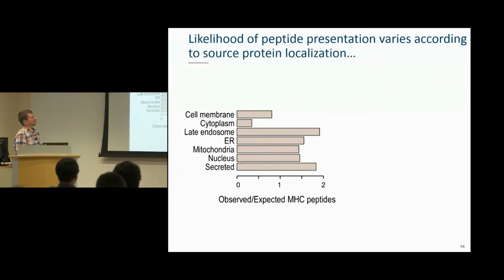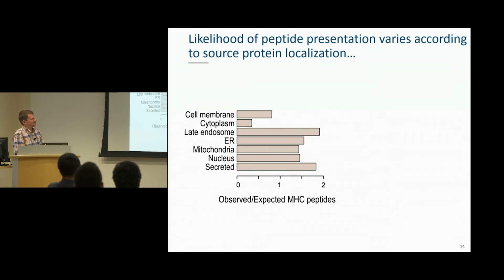The next thing that we were interested in is the localization of the source protein of the peptides. We thought, well, maybe peptides from proteins in the cytosol might present better than peptides from proteins in the nucleus or secreted proteins, for instance. So we did this analysis, and we did see some pretty big differences, which we were interested in, but some of it didn't make complete sense. Like, we weren't sure why secreted proteins would be an enriched category. It seems like they would actually be depleted, if anything.